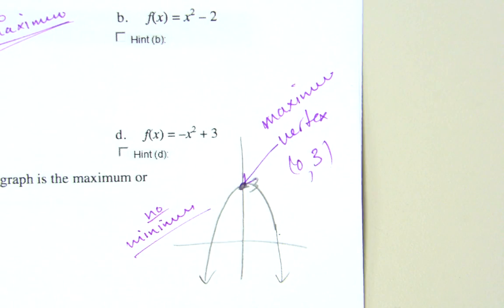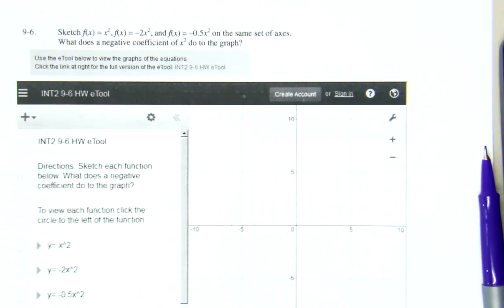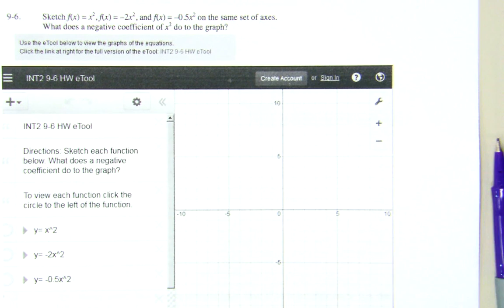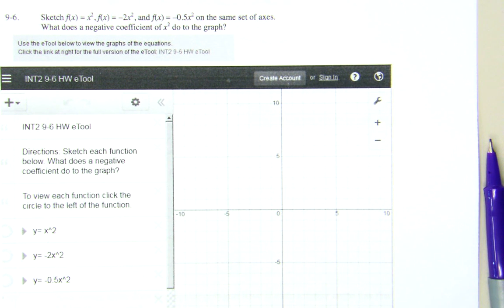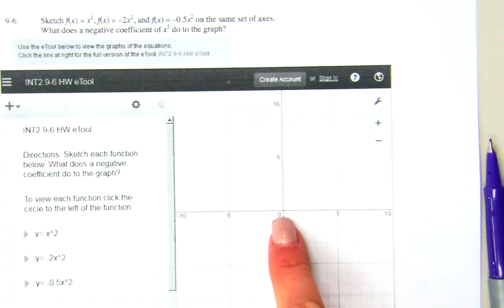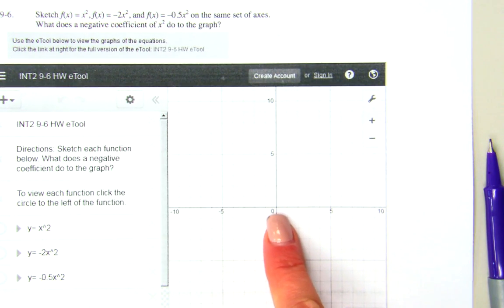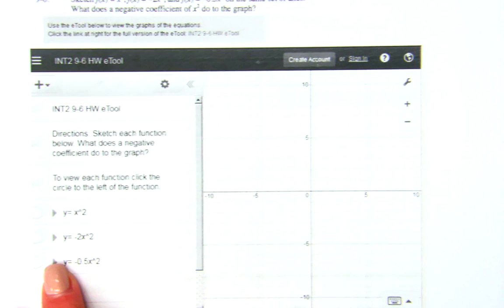All right, so that was 9. No, that was number 5. Okay, number 6. It says sketch the graphs of f of x equals x squared, negative 2x squared, and negative 0.5x squared on the same set of axes. So it actually comes with the graph with you, so you can actually turn these on to graph it.